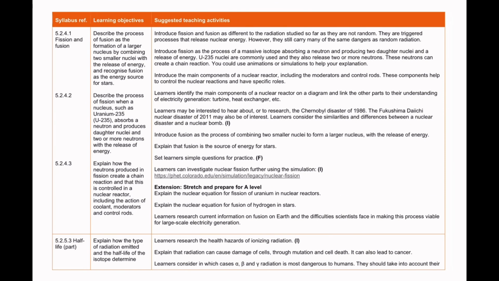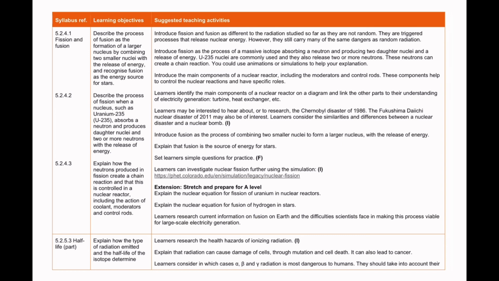Key concept 5.2.4.1 Fission and fusion. Learning objectives. Describe the process of fusion as the formation of a larger nucleus by combining 2 smaller nuclei with the release of energy, and recognize fusion as the energy source for stars.